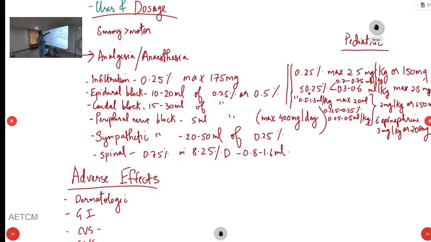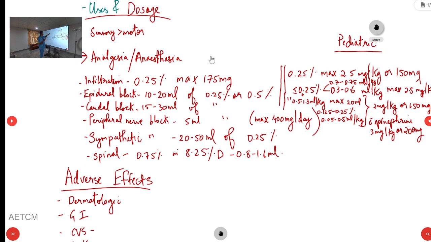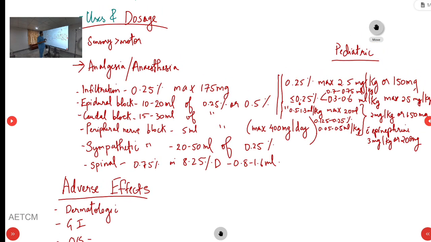Coming to the uses and doses. What is it used for? It is used for our usual anesthesia or analgesia effects. That is the only use case scenario. Where do we use it? Most commonly here, as we said, we use it for local anesthesia or for peripheral nerve blocks in case of open fractures. In those cases, to give nerve blocks, we can use bupivacaine as it has a longer duration of action. And in other scenarios in anesthesia, they use it for epidural, spinal, and caudal blocks, which are central nerve blocks.